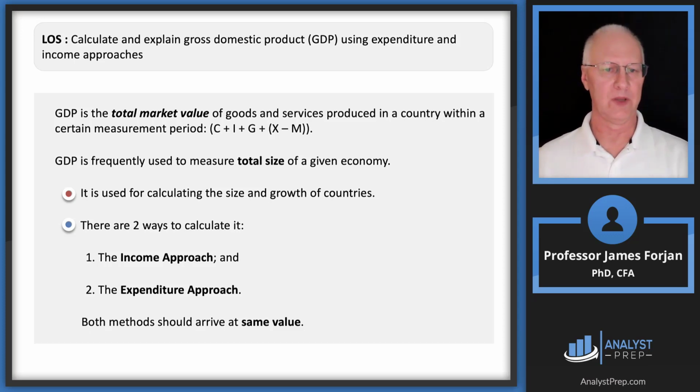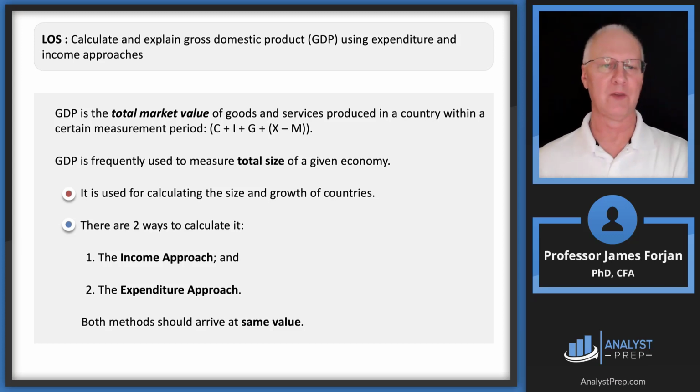Look at that second line. GDP is frequently used as a measure of total size of a given economy. And so it consists of a couple of different input variables: consumption, investment, government spending, and then the X minus M. Those are the difference between exports and imports. Two ways to compute this: the income approach and the expenditure approach. And notice at the very bottom we say that these methods should arrive at the same value.